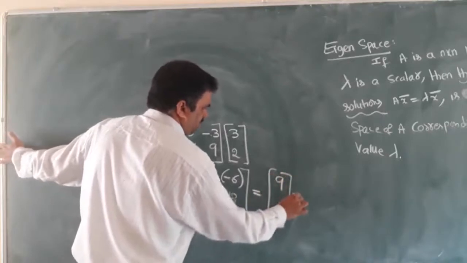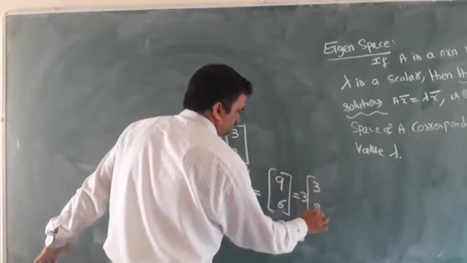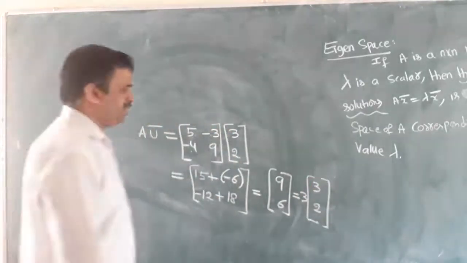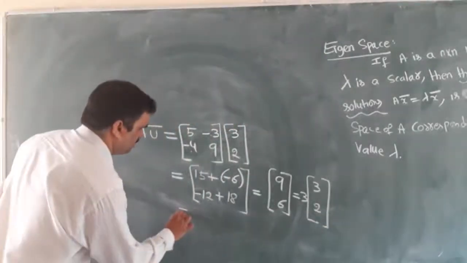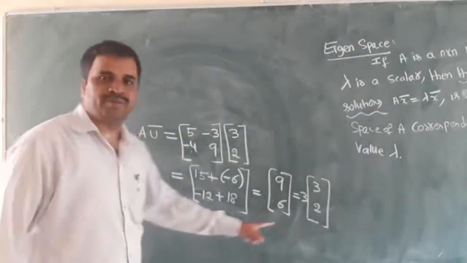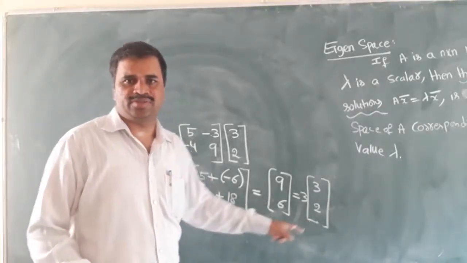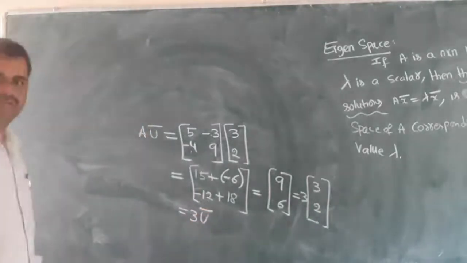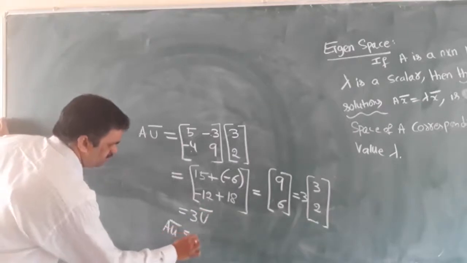I can take 3 common: 3 times 3 is 9, 3 times 2 is 6. Now I can write this equal to 3 times [3; 2]. This is u bar, already given: u bar equal to [3; 2]. Therefore, I got A u bar is equal to 3 u bar.